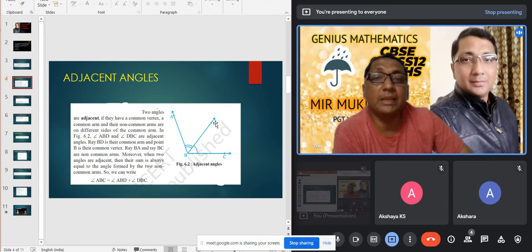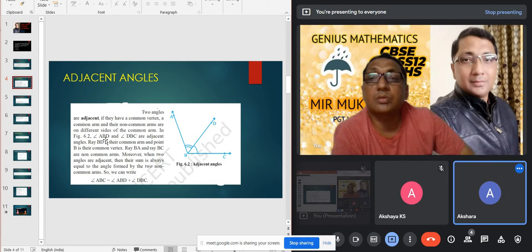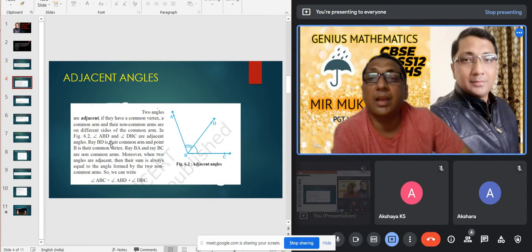Here BD is the common arm and their non-common arms are on different sides of the common arm. That means the common arm is BD. BC is present on one side and AB is present on the other side. So these two angles, ABD and CBD, are called what? Adjacent angles. So angle ABD and DBC are adjacent angles. Ray BD is their common arm and point B is their common vertex. Ray BA and ray BC are non-common arms.